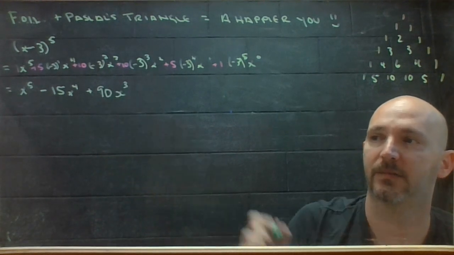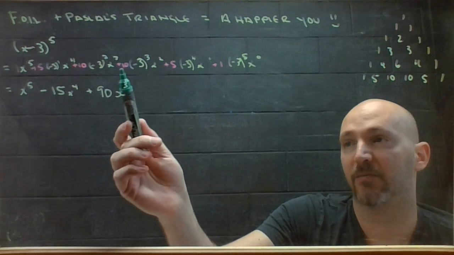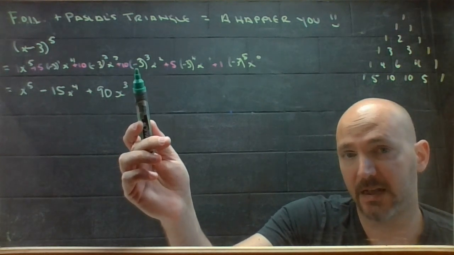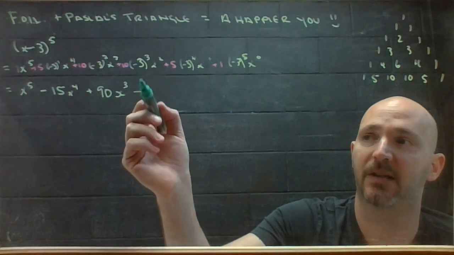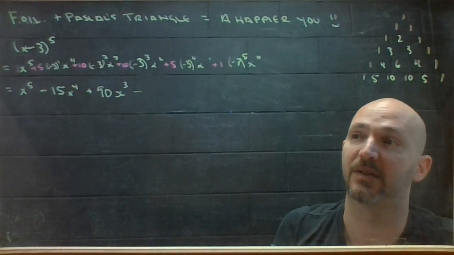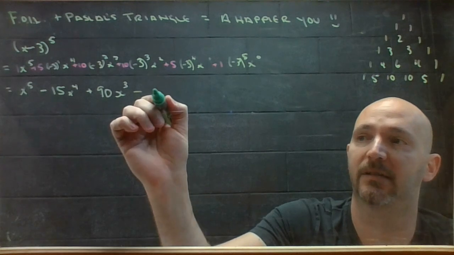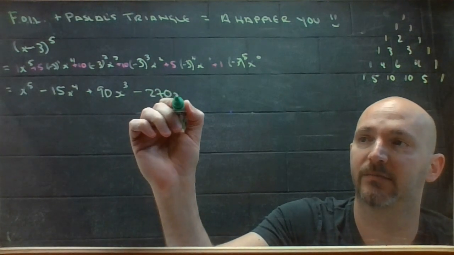Let's do 3. I have a positive multiplied by 3 negatives in a row. 3 negatives would be odd, so there'll be a negative response. 3 times 3 times 3 is 27, times 10 is 270.